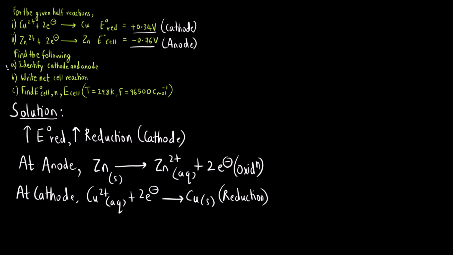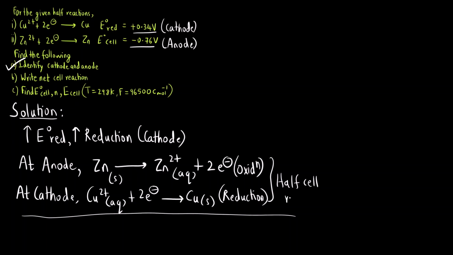Okay, so the first part is completed: identify cathode and anode. Now we have to write down the net cell reaction. How do you write down the net cell reaction? Add the two half cell reactions. These are called half cell reactions.